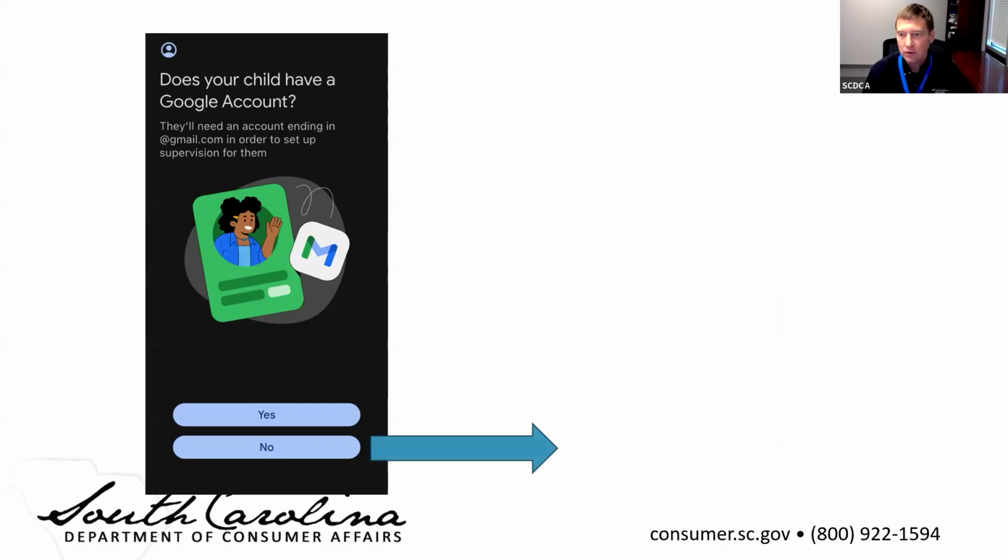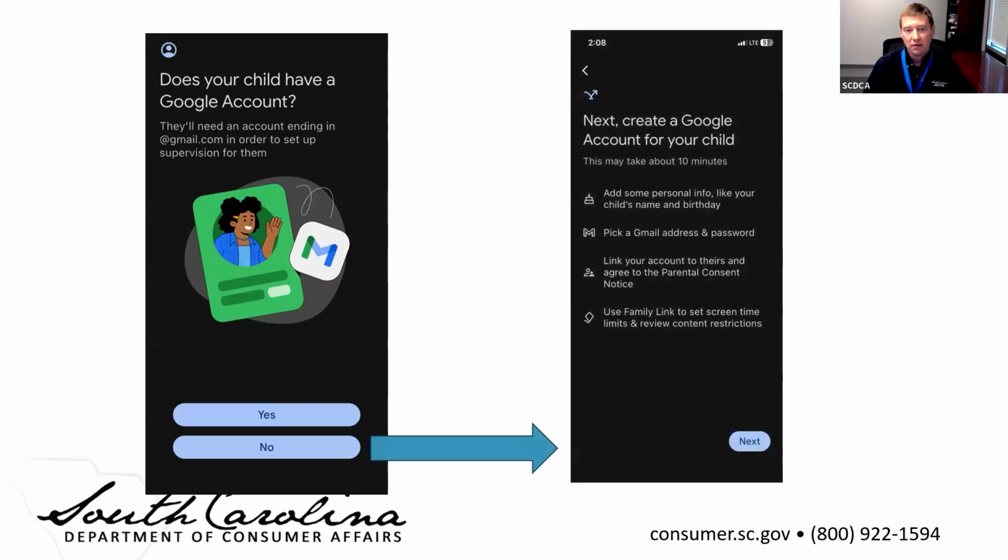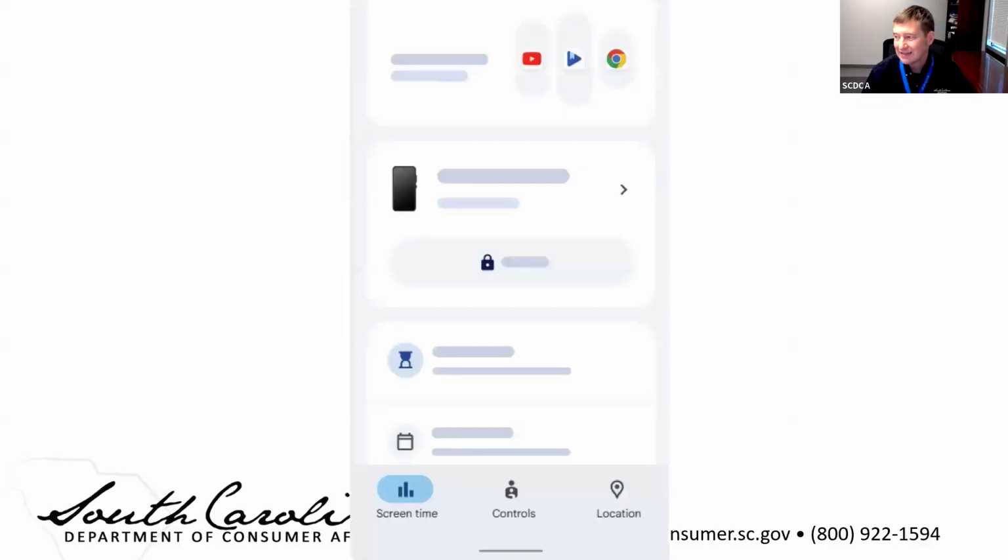And if you've clicked no on that screen, it's going to give you those steps for creating that Google account that's specifically for your child. You'll need to create that new email address and all of that information there. It's going to ask you a lot of information about your child. So again, this is going to give you that quick walkthrough, and they'll be fairly easy to set up.